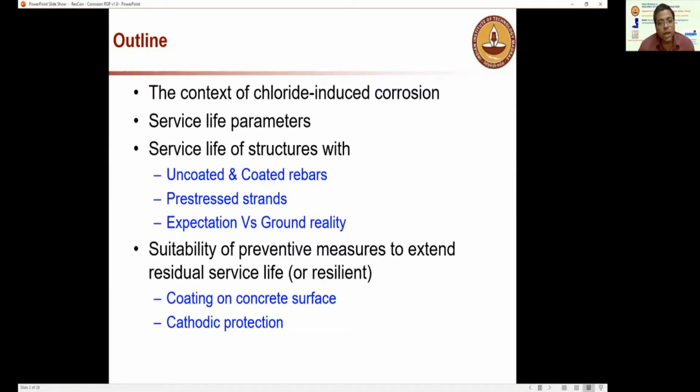I will also highlight what is expected from these structures at the time of their design, and what is the ground reality based on some of the lab experiments which we have done and the analysis based on the data collected. And then the suitability of preventive measures to extend residual service life, or rather how to make the structures more resilient against corrosive environments. The two methods we are going to talk about are concrete surface coatings, how effective they can be, and also cathodic protection systems.